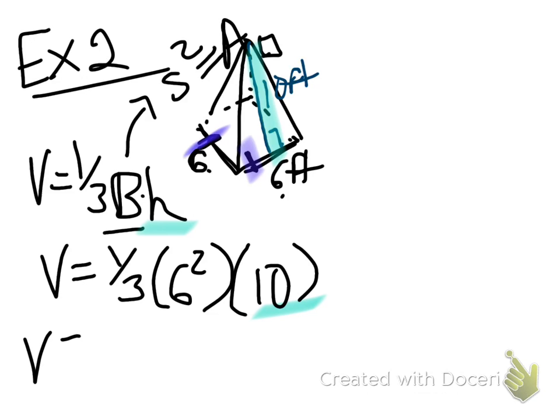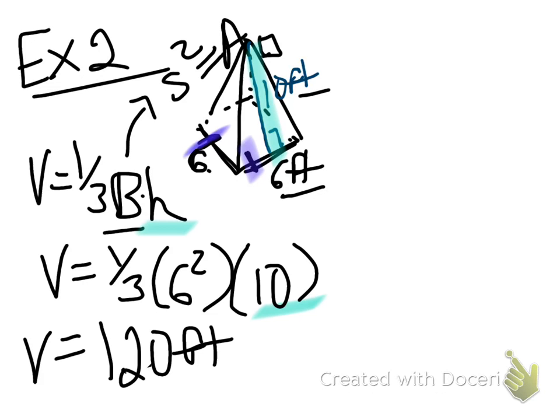So my volume equals 1/3 times 6 squared times 10. So 6 squared is 36, times 10 is 360, and 1/3 of 360 is 120. And we're talking about feet here, so this is 120 feet cubed.